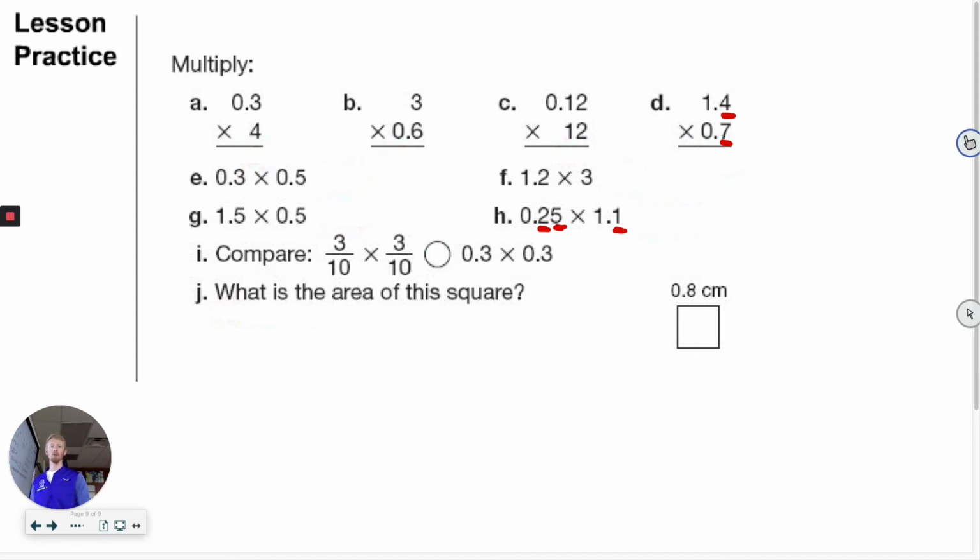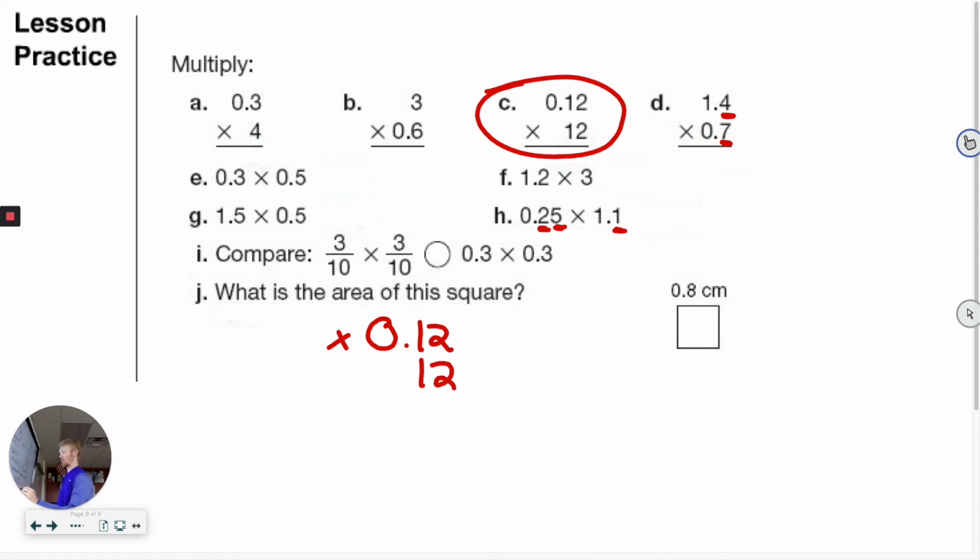Okay, I'm going to do one that might be a little trickier, just so that you see another example. I'm going to do C for you here. You have 0.12 times 12. Try it on your own to see if you actually understand this. And then once you have your answer, you can go ahead and press play again and see how it's done.